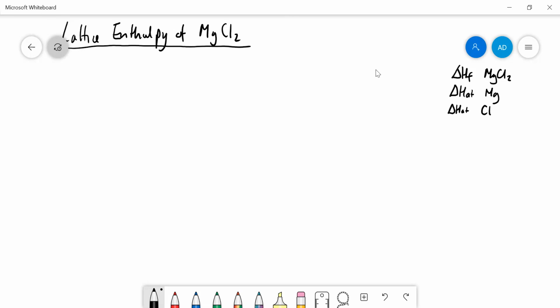We need to know the first ionization energy of magnesium. But magnesium isn't an Mg+ ion, it's an Mg2+ ion. So we also need to know the second ionization energy of magnesium. We need to know how the enthalpy changes when you stick an electron onto chlorine. That's the electron affinity. So we need to know the first electron affinity of chlorine. And if we have those six bits of data, we can work out the lattice enthalpy of formation.